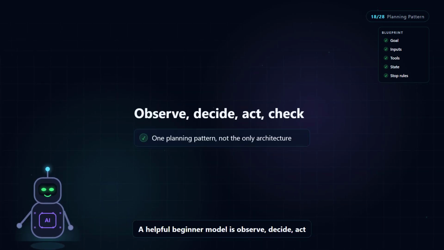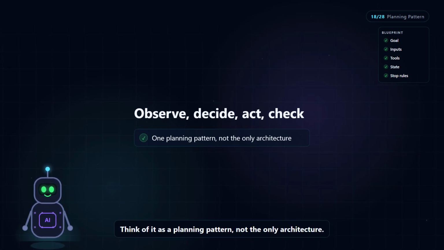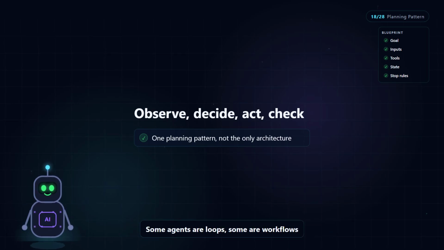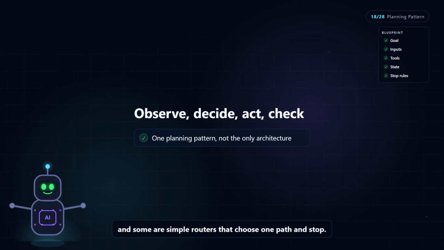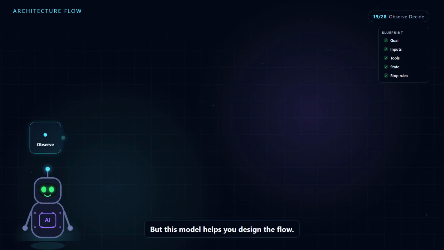A helpful beginner model is observe, decide, act, then check again. Think of it as a planning pattern, not the only architecture. Some agents are loops, some are workflows, and some are simple routers that choose one path and stop. But this model helps you design the flow.